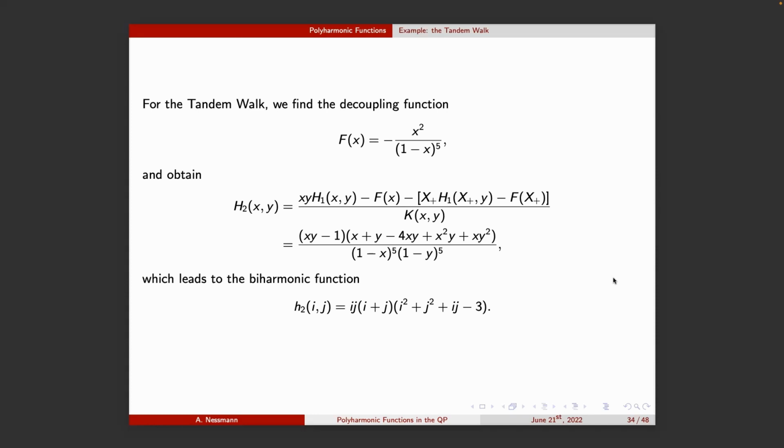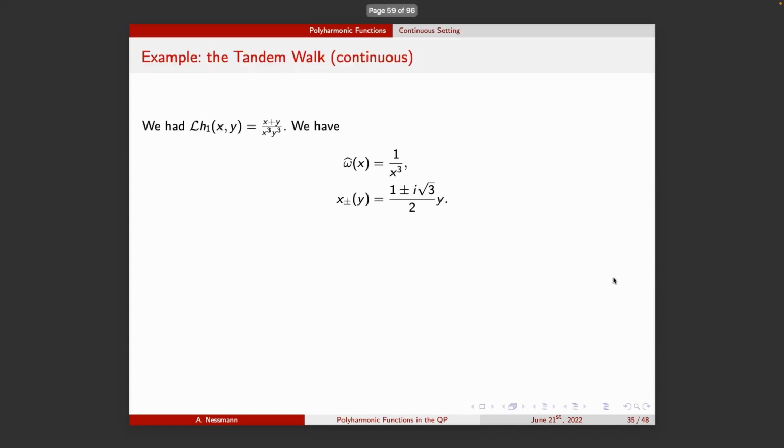If we want to find a triharmonic function, we do the same, find a decoupling function, and so on and so forth. And again, in the continuous case, it's really the same that happens, except it's simpler because one can show that everything is homogeneous. So the thing we want to decouple is constant over some power of y. And then it's really easy to find a decoupling function. It will just be some constant times a monomial.